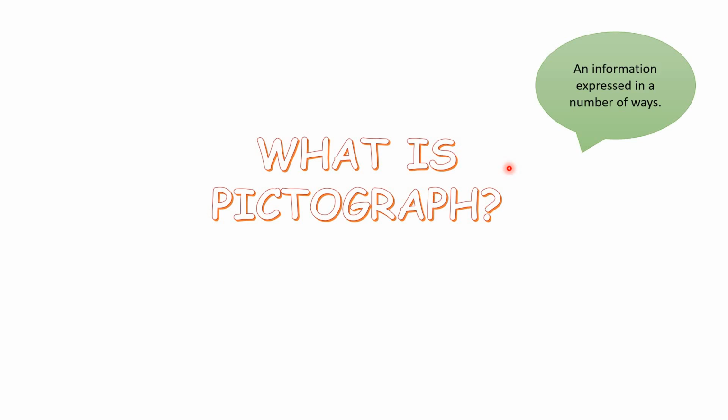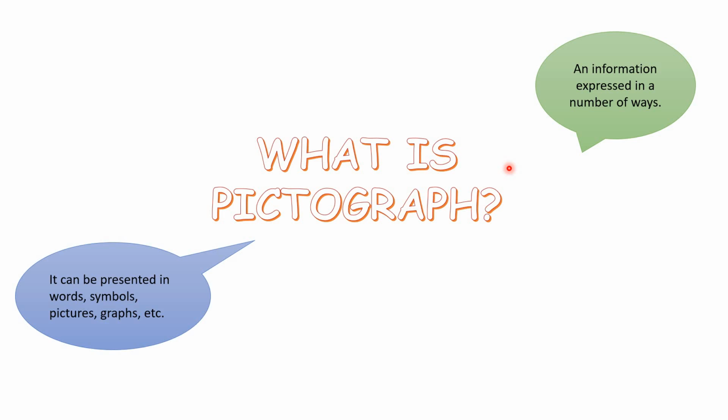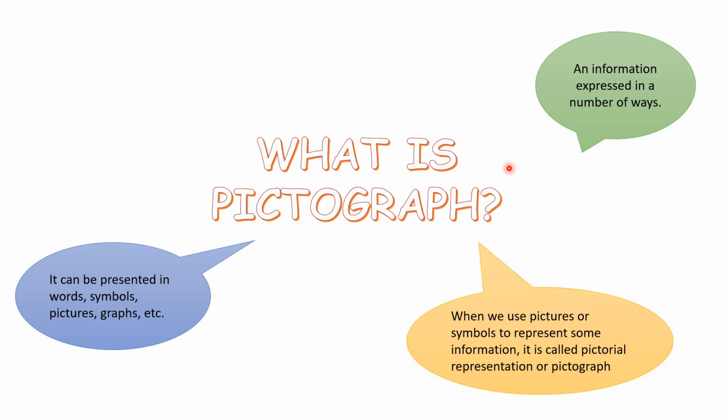Now what is a pictograph? It is information expressed in a number of ways. The pictograph that we saw just now is a picture given to us, and we have information based in pictures. Information can be expressed in words, symbols, pictures, graphs, etc. We saw just now it was presented in a picture form. When we use pictures or symbols to represent some information, it is called pictorial representation or pictograph.